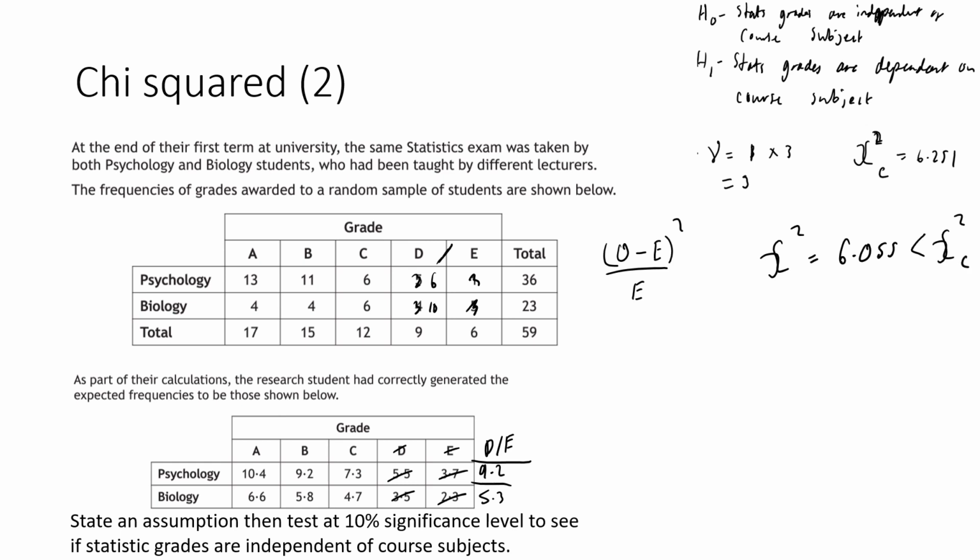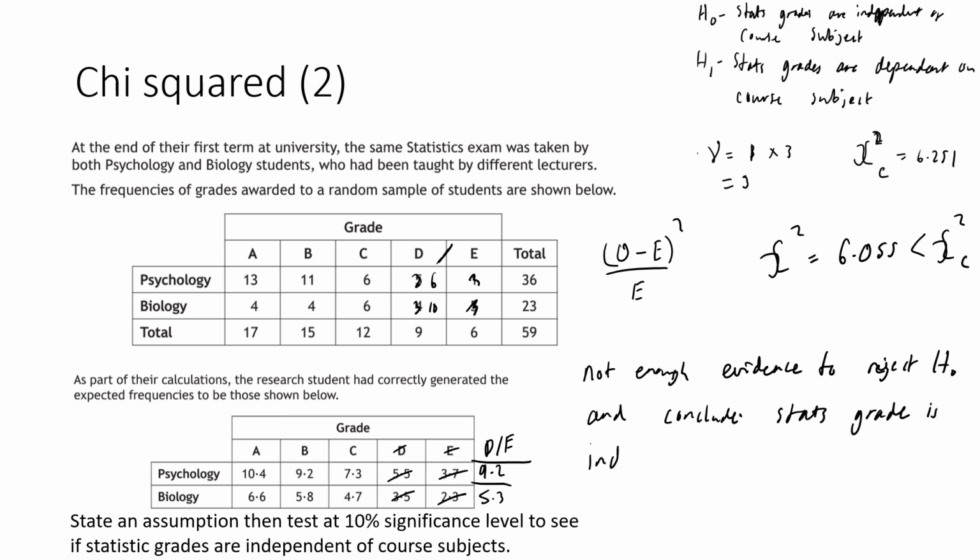Now that is smaller than the critical value, so you would not reject H naught. So say not enough evidence to reject H naught and conclude stats grade is dependent on course subject.